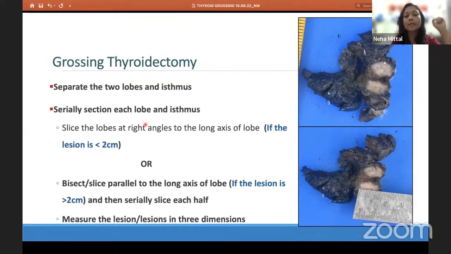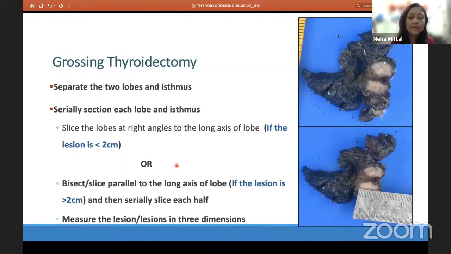Slice the lobes. What is the way to slice? As I said, superior to inferior. If your lesion is less than 2 centimeter, correlate with your USG findings. If your lesion is more than 2 centimeter, then it's a good idea to avoid bulging of the nodule in those serial slices, and then you will not get an idea of the capsule. The capsule will retract and the nodule will bulge. So if your lesion is more than 2 centimeter, first halve the specimen, like you would slice the kidney.